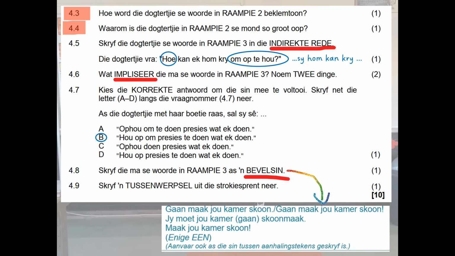There you go. Gaan maak jou kamer skoon, with a full stop or an exclamation mark. Jy moet jou kamer gaan skoon maak, or just maak jou kamer skoon. Any one of those. A tussenwerpsel is an exclamation, so the word would be nah.